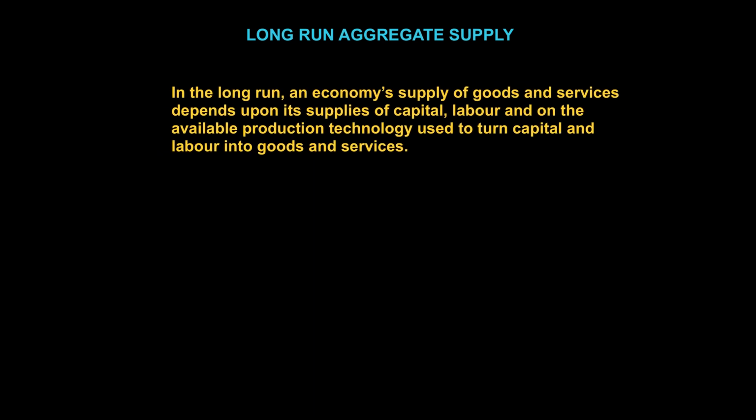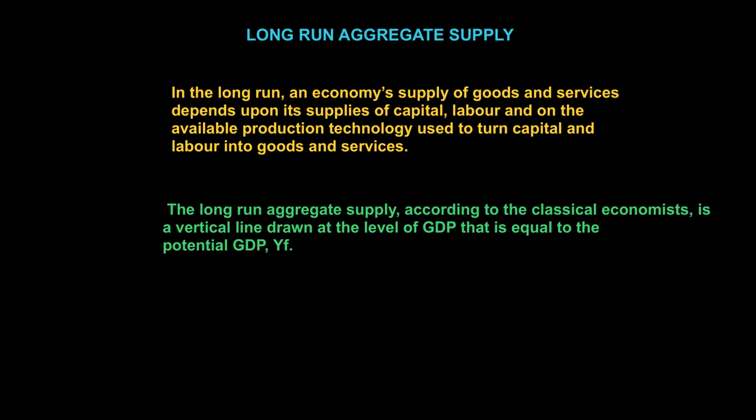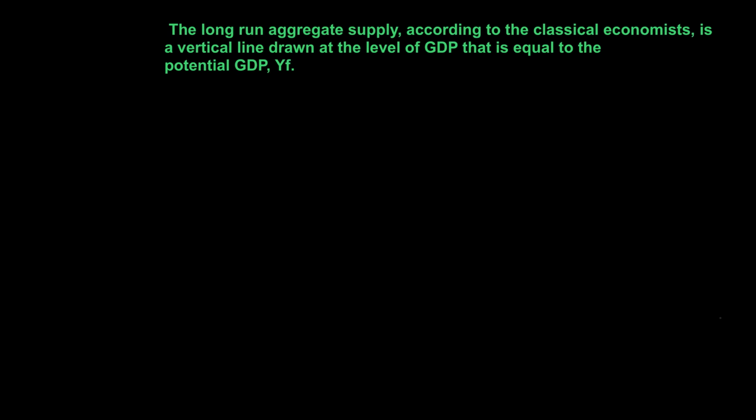The long-run aggregate supply curve of an economy is dependent on the quality and quantity of inputs that we have in an economy. So we say that in the long run, an economy's supply of goods and services depends on supplies of capital, labor, and the available production technology, which is converting capital and labor into goods and services. So LRAS, according to classical economists, is simply a vertical line drawn at the level of GDP which is equal to the potential GDP. So what LRAS looks like, according to the classical economists, would be a completely vertical line.